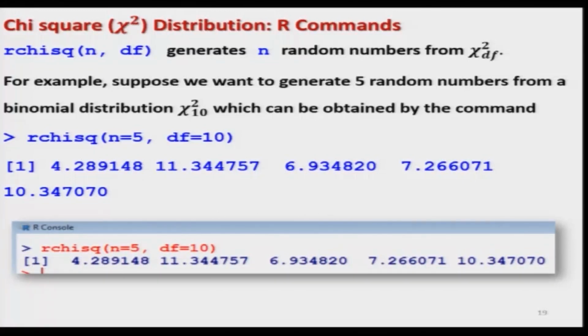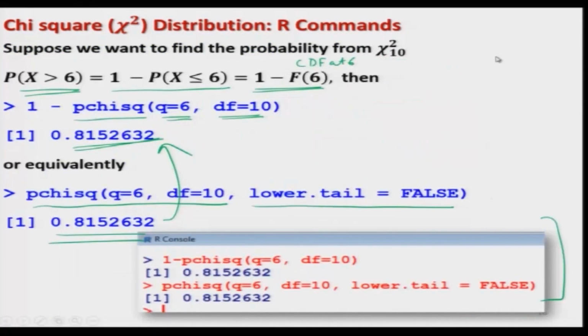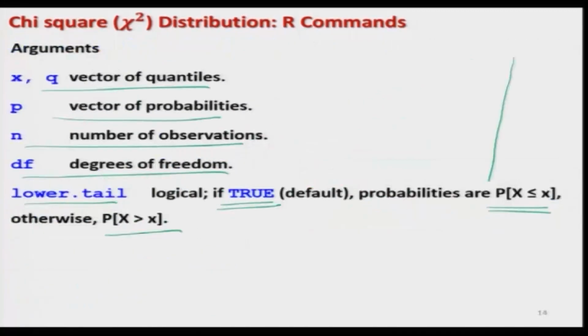And similarly, if you want to generate random numbers from this chi-square distribution, suppose I want to generate 5 random numbers from chi-square distribution with 10 degrees of freedom. That can be obtained by the command R CHISQ n equal to 5 and DF equal to 10, and you can see that 1, 2, 3, 4, 5 random numbers are generated, and all the random numbers are greater than 0, right, and this is the screenshot of the same outcome. So, now let me show you these operations on the R console also.